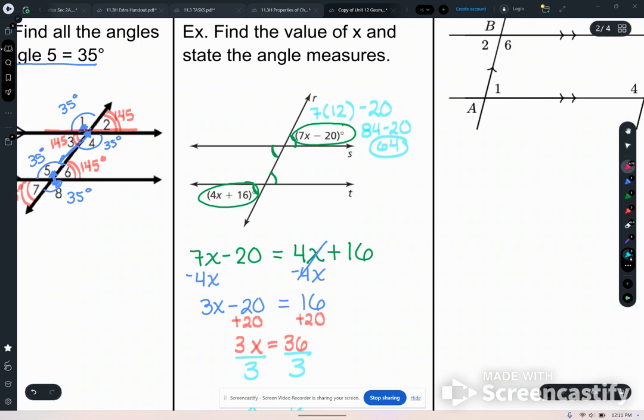And when we go to find our other side, remember that, again, this is a linear pair, so it has to add up to be 180. So if I do 180 minus 64, that's how we're going to get all of our other values. So we need to remember that all of these angles are going to be equal to each other as well. And so if I do 180 minus 64, we get 116. And so all of our pink angles are going to be 116 degrees.